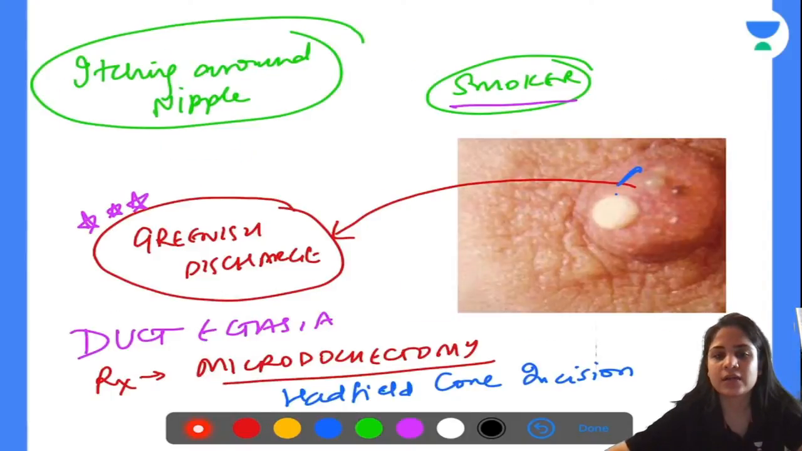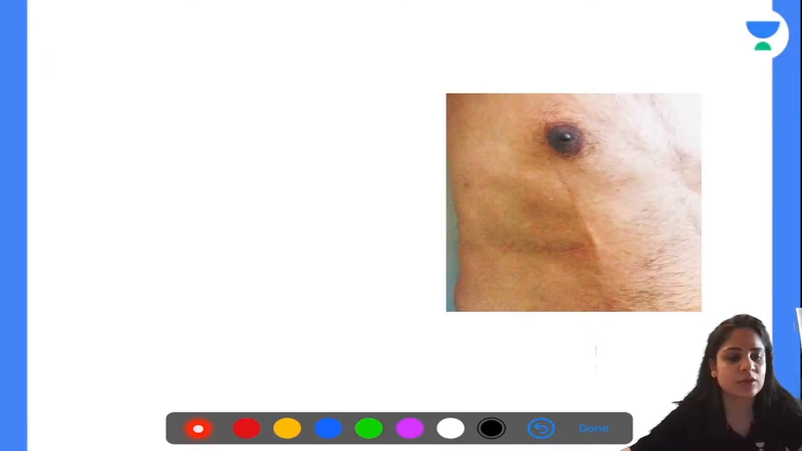Moving on to our next condition. So this is a patient who comes to you. He says that I have slight chest pain just below the area of the nipple. So what should I do, doctor? And this is what you see in him. So what exactly is he suffering from? And what is the pathology of this condition?